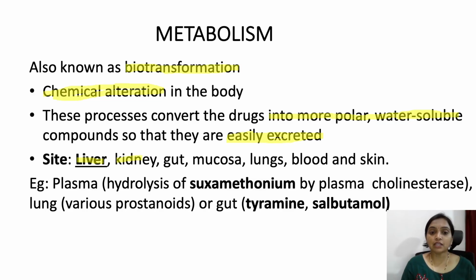Apart from the liver, the kidney, intestinal mucosa, lungs, blood and skin, to a minor extent, are the other organs of metabolism. And here I have also mentioned a few examples. Succinylcholine is metabolized in the plasma by plasma cholinesterases. In the gut, tyramine and salbutamol get metabolized. Also in the lungs, prostanoids are metabolized. So these are a few examples.